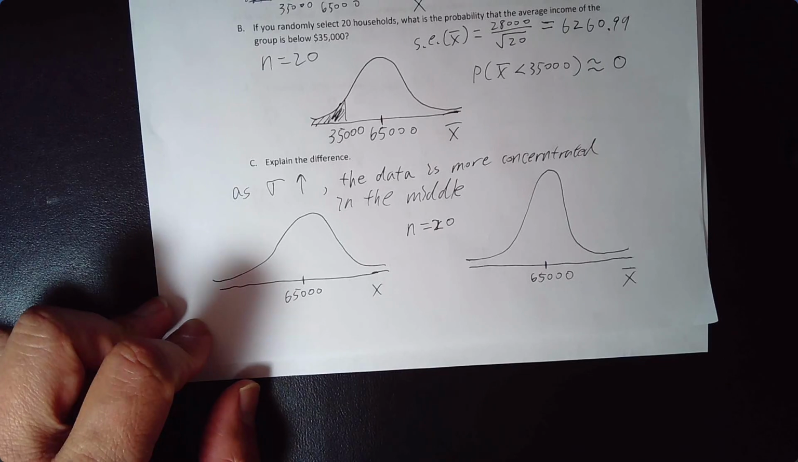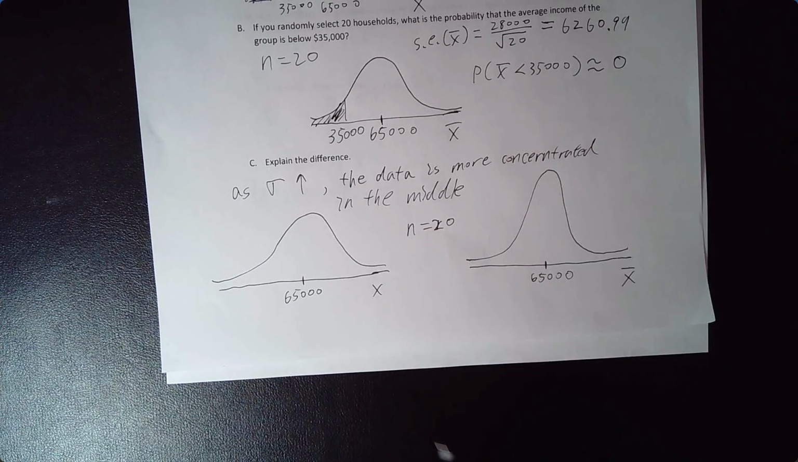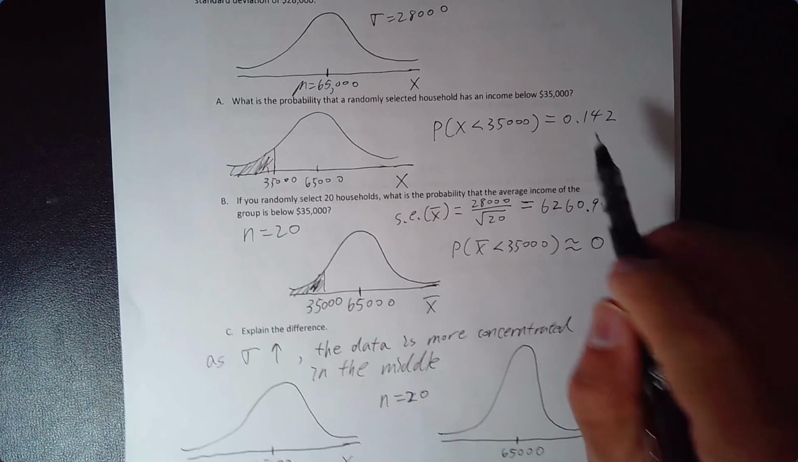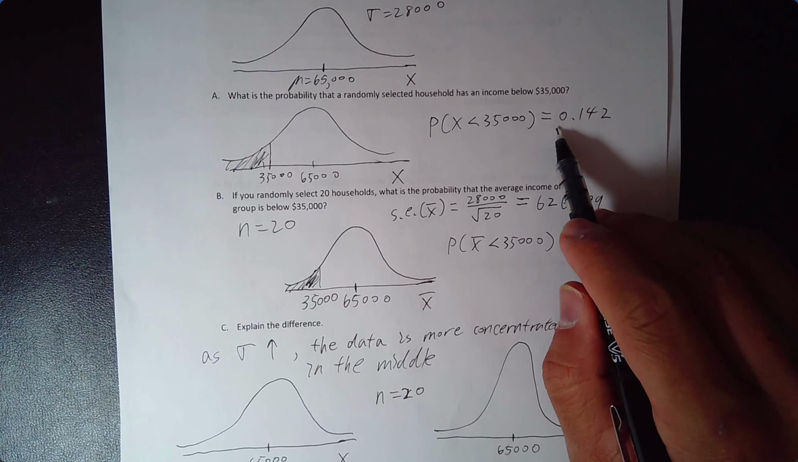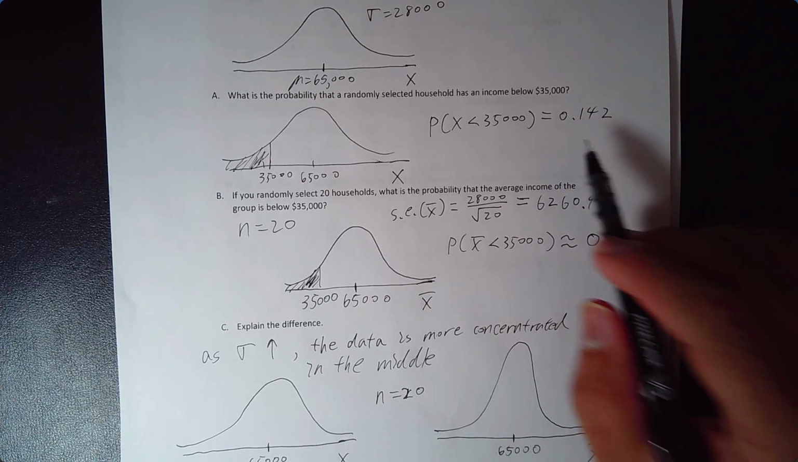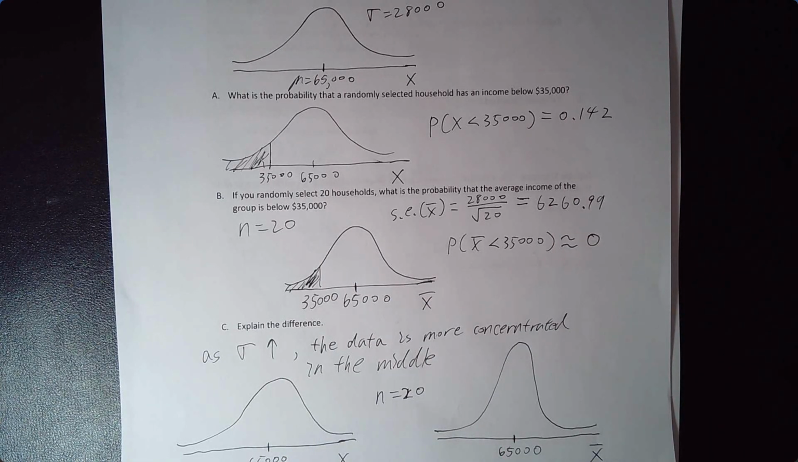In other words, if you select individuals, then you can still find somebody that is below 35,000, who has a household income below 35. But if you select a group of 20 people, it is less likely that the average is below 35,000.